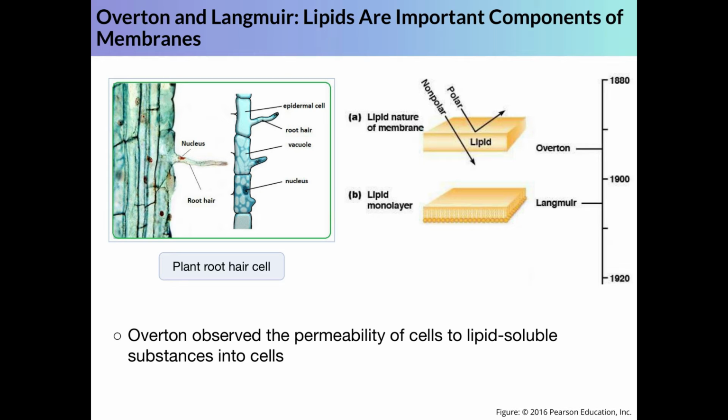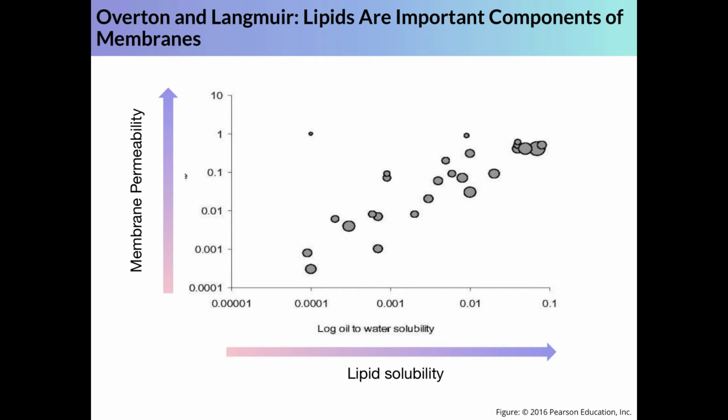One of these scientists was Charles Ernst Overton, who conducted experiments using root hair cells. These are plant cells. And using these cells, he found that lipid solubility was positively correlated to membrane permeability. This graph summarizes Overton's finding.